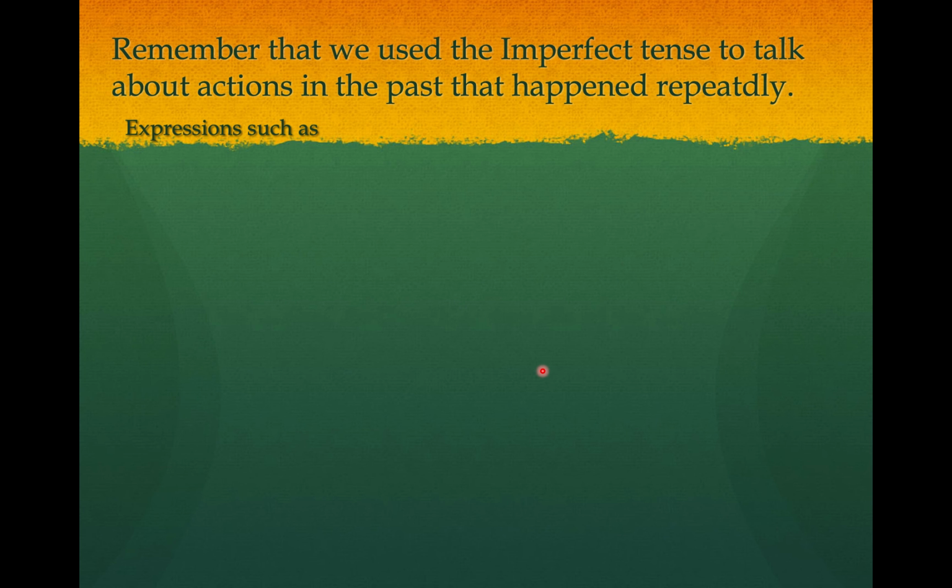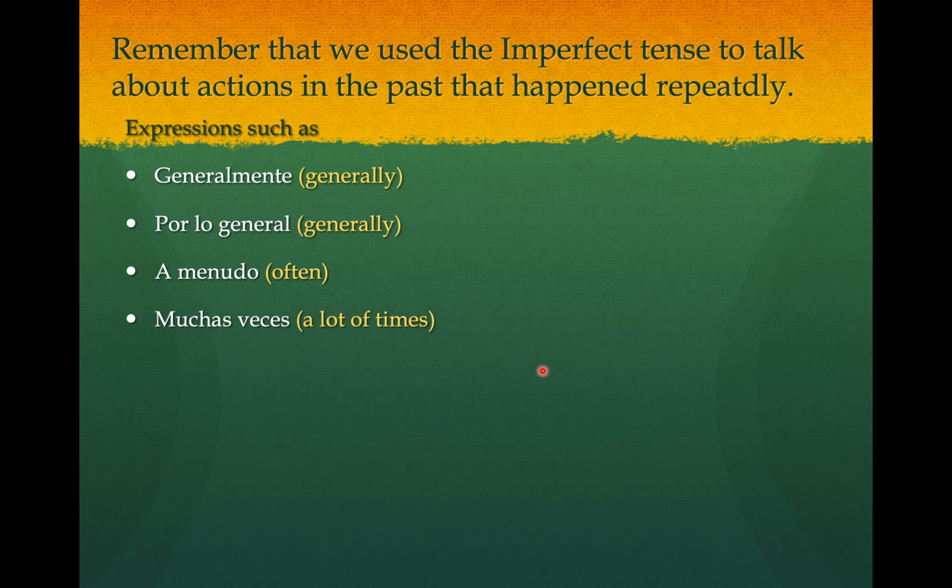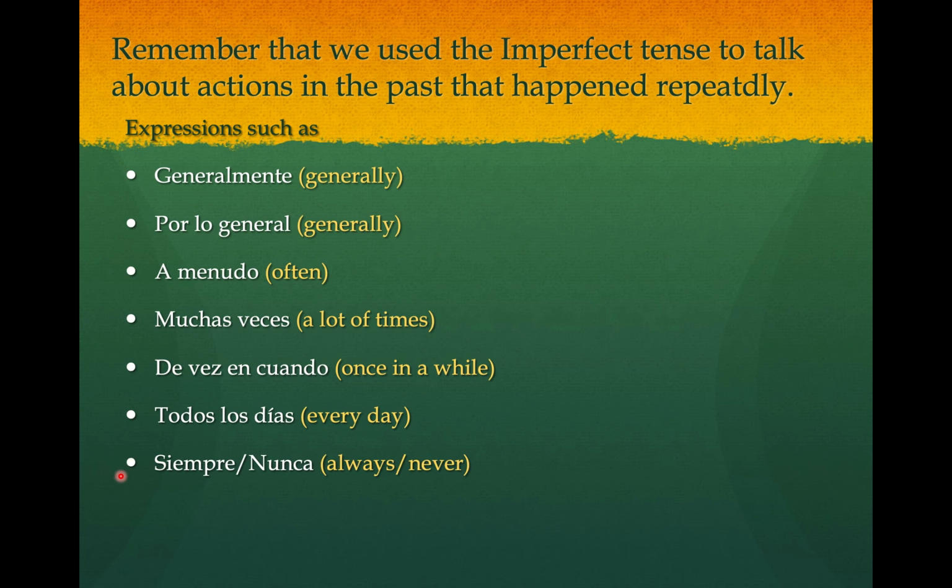Now, remember that we use the imperfect tense to talk about actions in the past that happen repeatedly, often, or habitually. And there are expressions such as generalmente, por lo general, a menudo, muchas veces, de vez en cuando, todos los días, siempre, nunca, cada día, cada semana, cada año. And all these words just cue us to use the imperfect tense, because all these words give you the sense that the actions happen habitually, more than once, often.